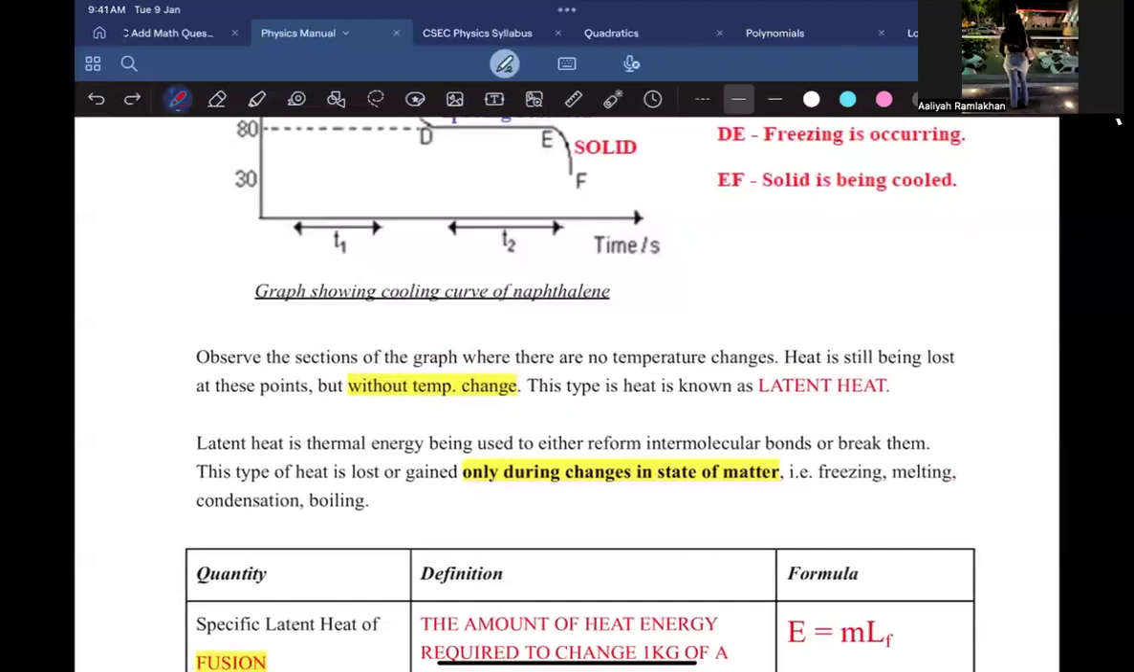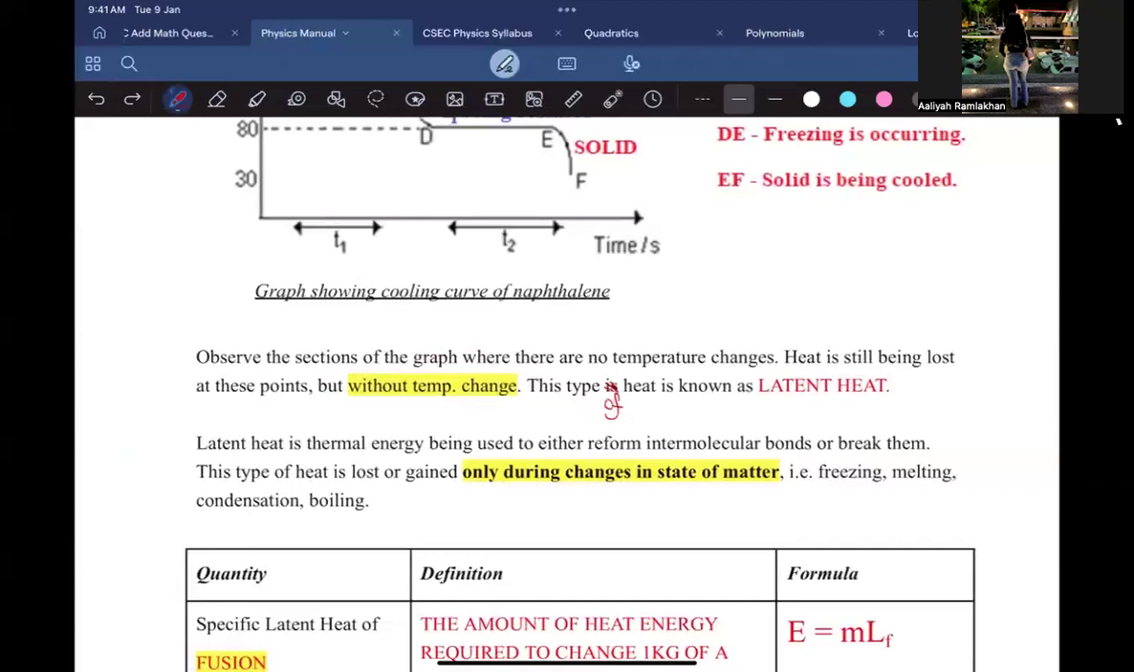Observe the sections of the graph where there are no temperature changes. Heat is still being lost at these points but without temperature change. This type of heat is known as latent. Latent, latent.